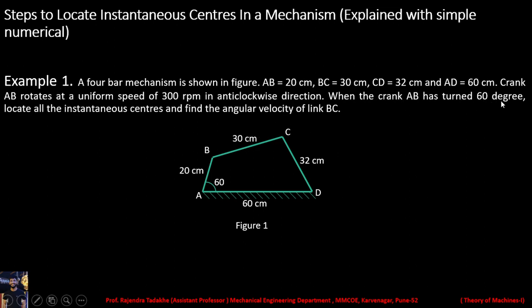When the crank AB has turned 60 degrees, meaning the position of the crank AB with respect to the fixed link AD is 60 degrees, at this instant we have to locate all the instantaneous centers and find the angular velocity of the link BC. As discussed in the first slide itself, the purpose of the instantaneous center method is to calculate the velocity of different links or a specific point on a particular link. That is velocity analysis. So it is asked in the numerical to find the angular velocity of the link BC directly, that is, we have to calculate omega BC.